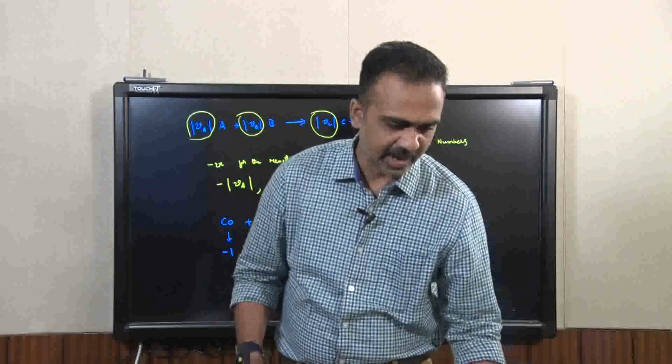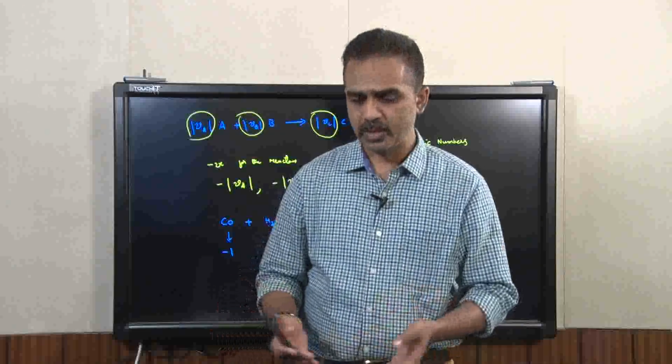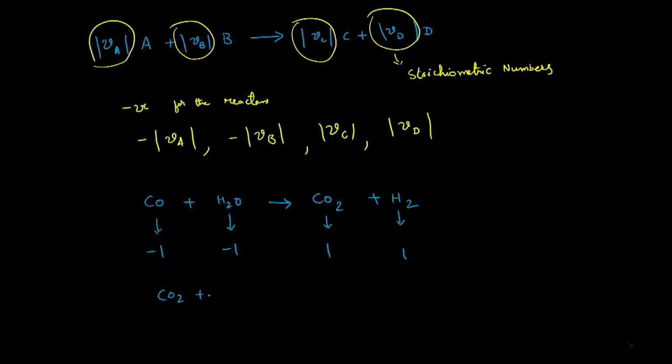Similarly, if I have a reaction for direct conversion of CO2 to methanol, for example, CO2 plus 3H2 giving CH3OH plus H2O, in this particular reaction the stoichiometric number for carbon dioxide is -1, for hydrogen it is -3, for methanol it is 1, and for water it is 1. So this is the quantity we call a stoichiometric number. This plays an important role.